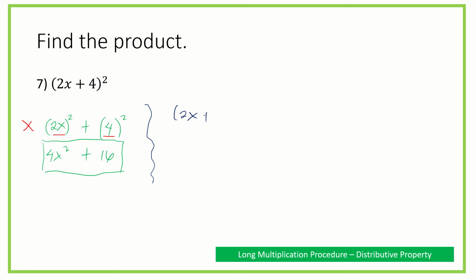So for now, if we follow the long procedure of multiplication through distributive property, we have to expand the square of 2x plus 4. So the meaning of the exponent 2 again means that we need to multiply the 2x plus 4 by itself twice. And that's what we have to do. And then we follow the long process of multiplication through distributive property.